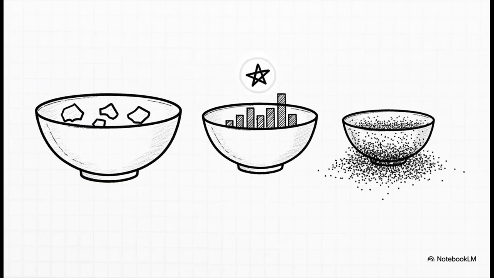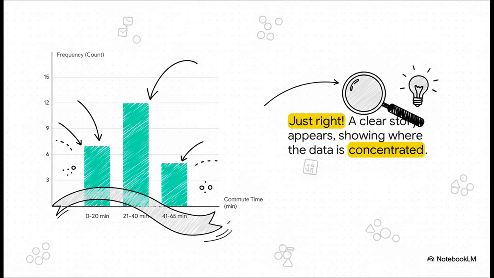So the huge takeaway here is that we're searching for the Goldilocks zone. Not too wide, not too narrow, but a bin size that is just right. One that lets the true story of the data shine through. And there we go. Now that is a clear picture. With just a moderate number of bins, a story suddenly appears out of the chaos.